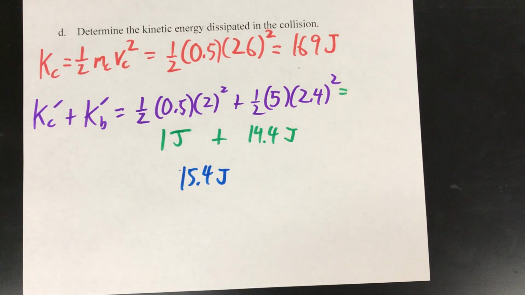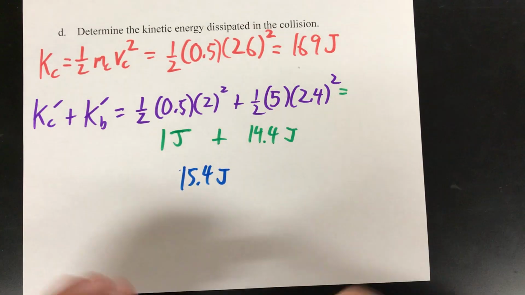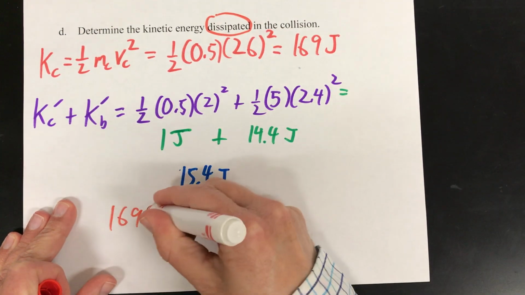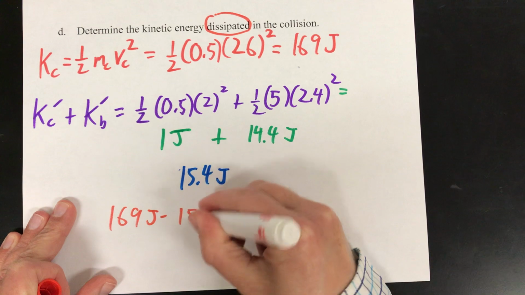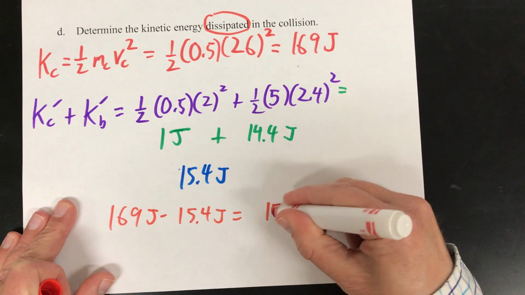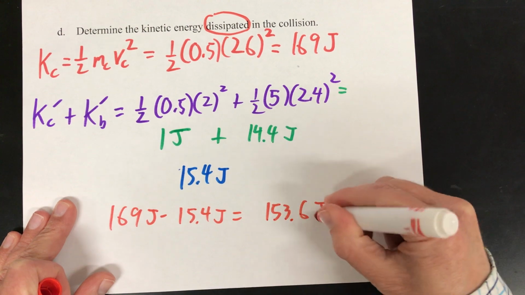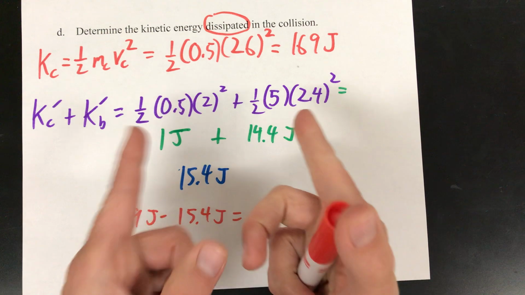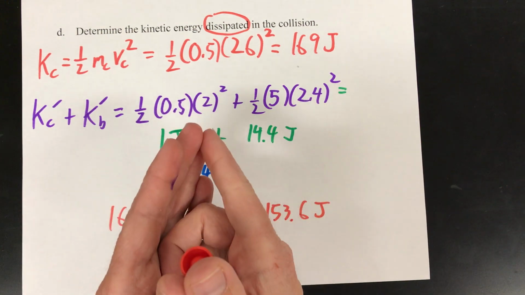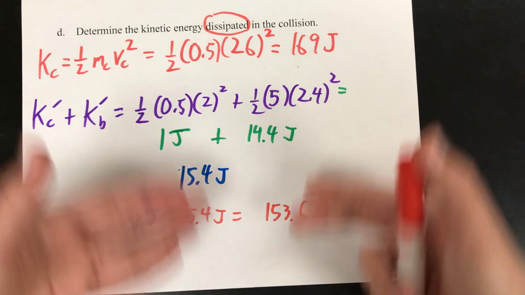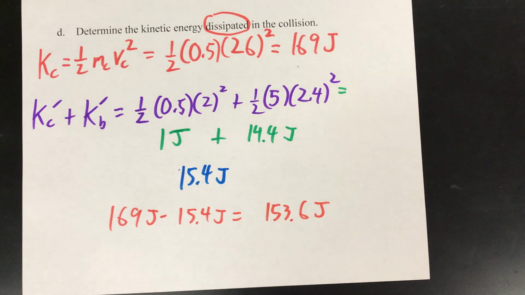Now, one final step here to get the answer. They said the energy dissipated. So how much energy did we lose? Well, we had 169 joules. We have 15.4 joules afterwards. So you subtract those two, and you get 153.6 joules was lost during the collision, making this an inelastic collision. So remember, even though they actually bounce there, just because they bounce, that doesn't make it elastic. You have to look at what happens to the energy in order to see if it's elastic.